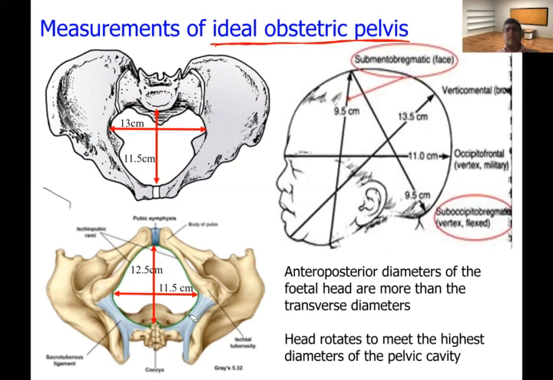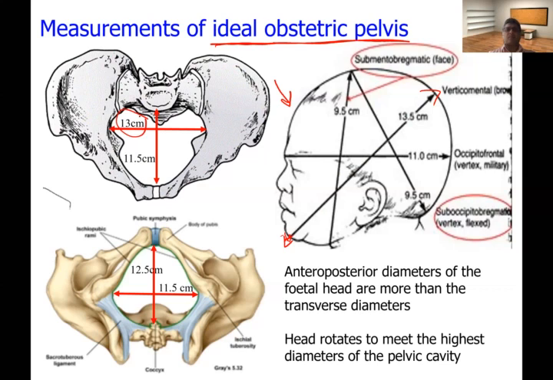Now, when it comes to the fetal head, the fetal head has two types of diameters. There are several anteroposterior diameters based on how the head enters the pelvic inlet. If this area, the forehead, enters the pelvic inlet first, then the diameter that is relevant would be this one, which is given different names. It is called vertico-mental. Mental is the chin area. This is the vertex area. So it's called vertico-mental, and you can see that it is very high. It's about 13.5 centimeters, which will not pass through the inlet if you have a 13 centimeter inlet.